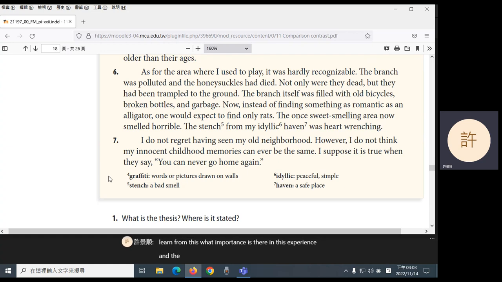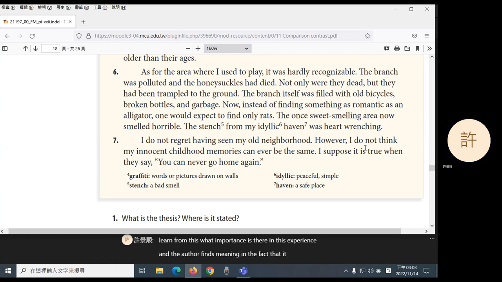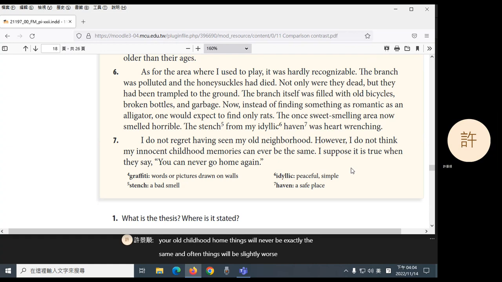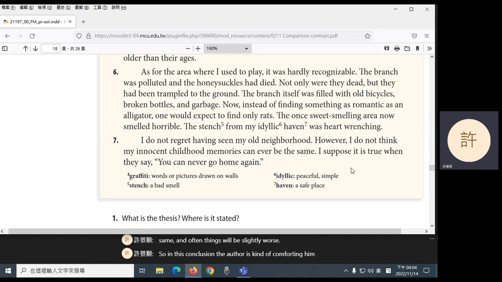And the author finds meaning in the fact that it is the same for everyone. It is a universal experience. Everybody will face something similar. When you go back to your old childhood home, things will never be exactly the same. And often, things will be slightly worse. So in this conclusion, the author is kind of comforting himself and telling the reader that this is going to happen to basically everybody. So it's not a big tragedy. It's just something normal. And perhaps you should know about it and be prepared for it.